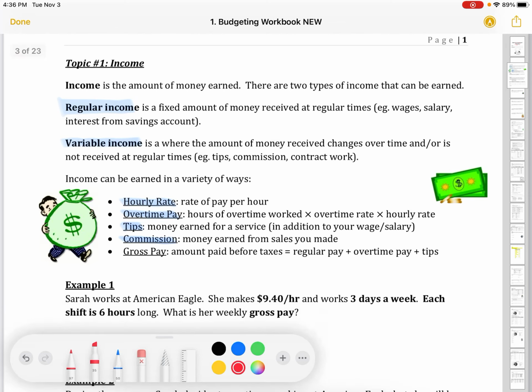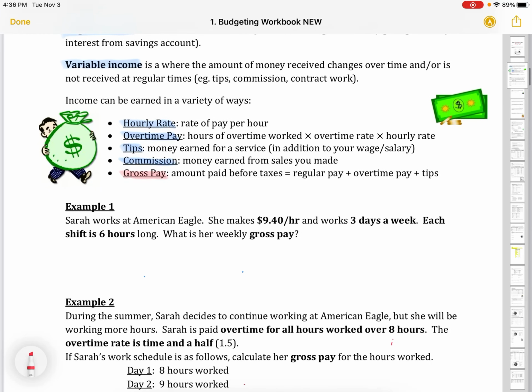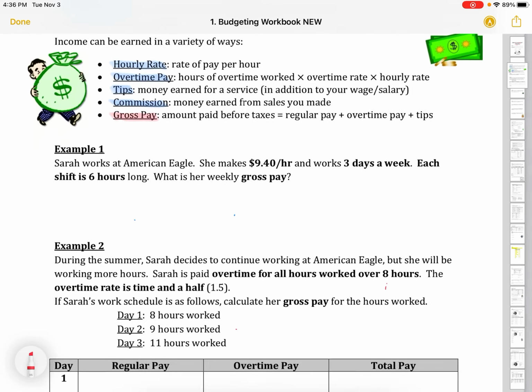Now, your gross pay is all of the money that you're paid before taxes. So it's regular pay plus overtime pay plus your tips, all added up before deductions come off of it. Okay? Now, let's look at some examples about how we calculate income.